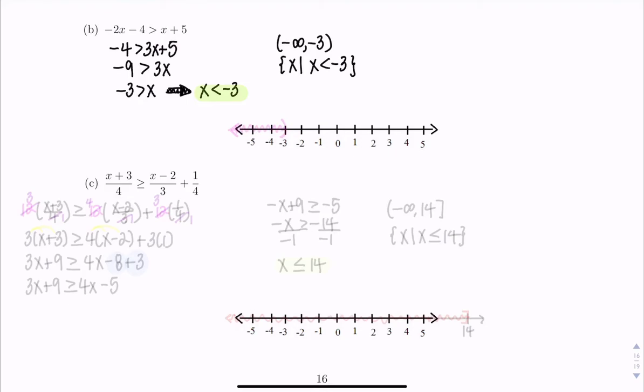Now we just want to come down and graph our solution set. So -3, we have our parenthesis, and any number less than this is an answer, so going down to -infinity, our graph will look like so. Alright, go ahead and pause the video and try part C for yourself.